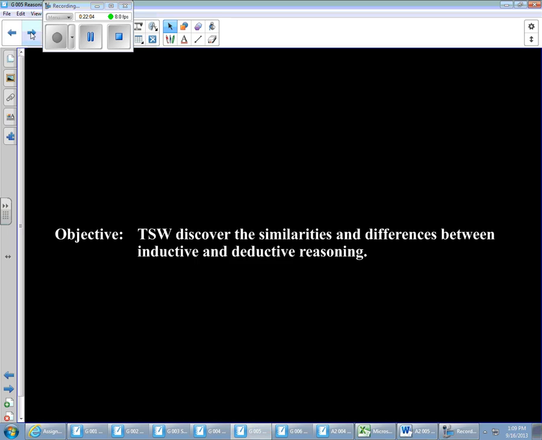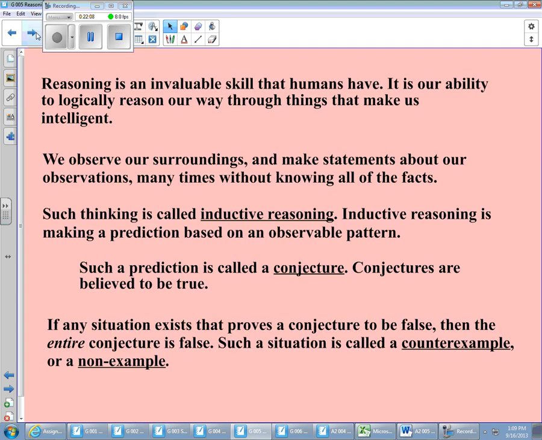Okay, the student will discover the similarities and differences between inductive and deductive reasoning. Okay, inductive reasoning. You're just going to have to memorize this, along with a lot of other things that you've got to study in geometry so far this year. But inductive reasoning is when we make predictions based upon observable patterns. Okay, predictions based upon patterns.